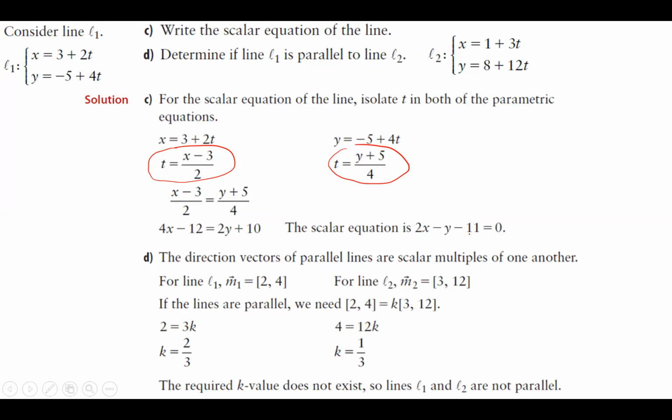Okay, if no questions, let's have a look at question D. If two lines L1 and L2 are parallel, we know that their direction vectors must be parallel, right? Which means the direction vectors of parallel lines are scalar multiples of one another. So let's check if this is the case in question D. For line L1, we know the direction vector m1 is 2, 4, right? And for line L2, the direction vector is here.